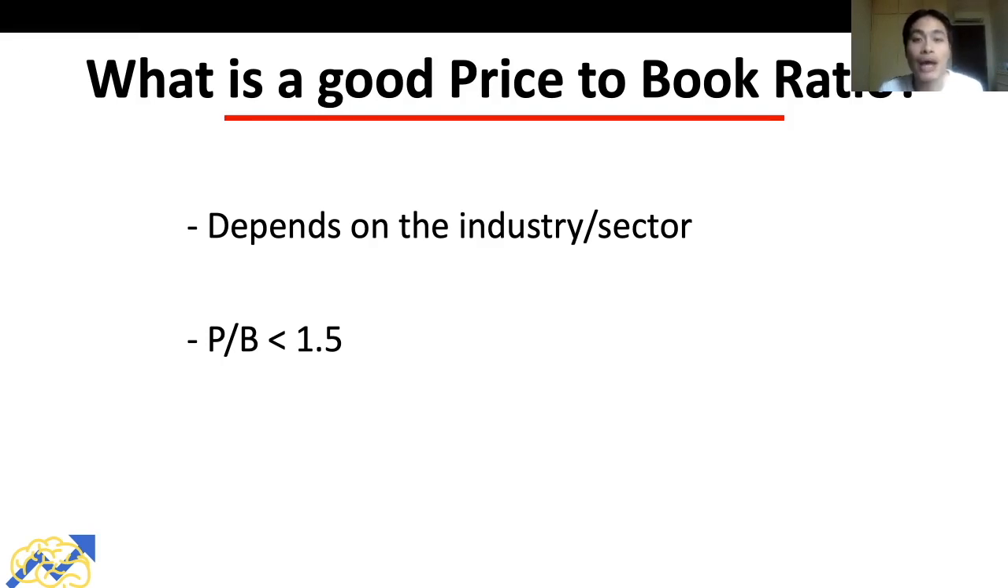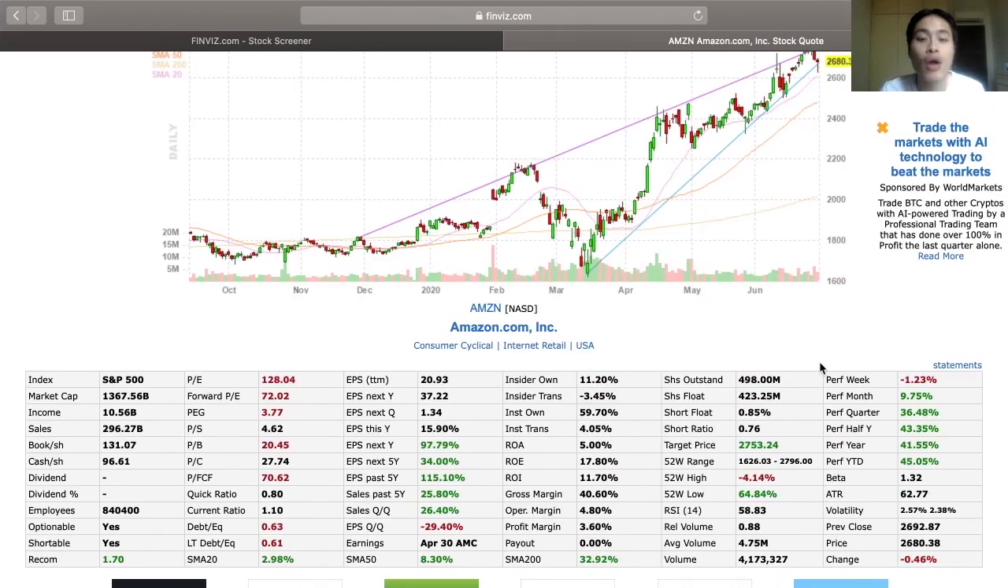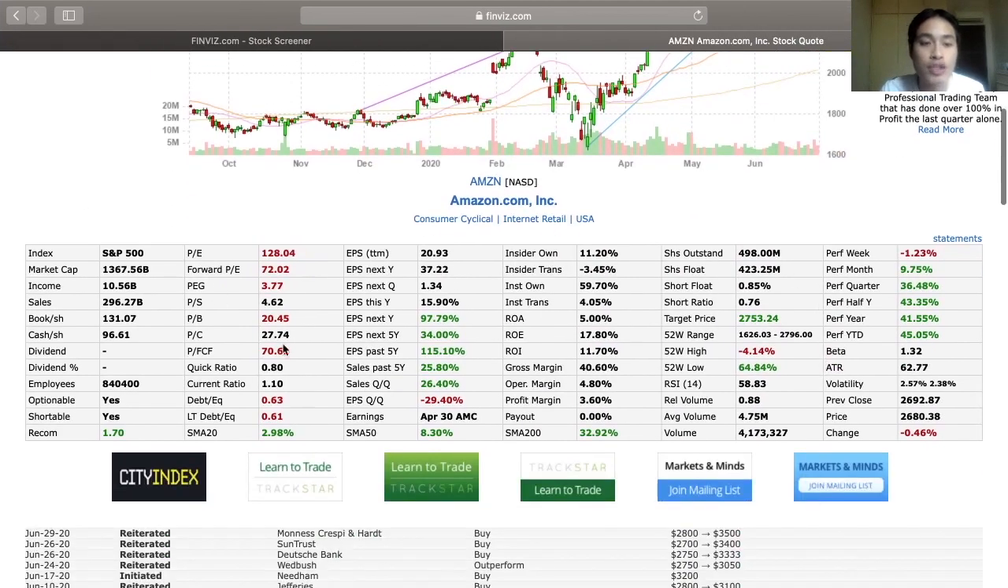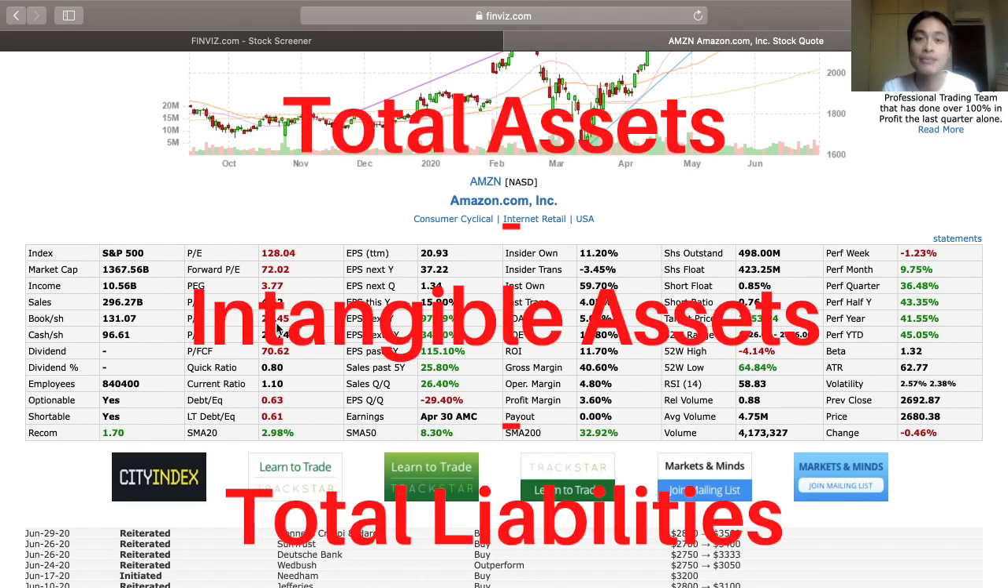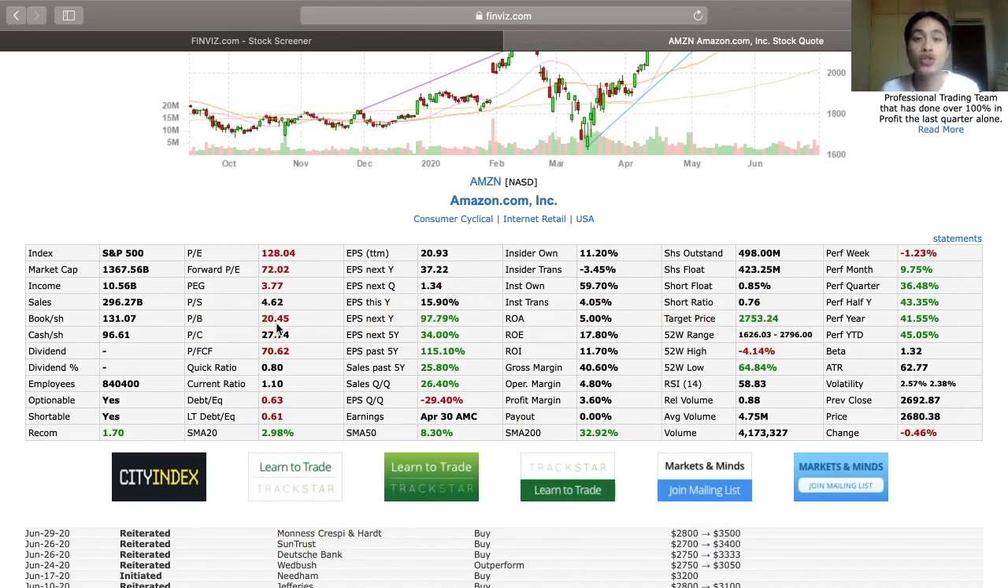Using the same example as I used earlier on in the video, let's take a look at Amazon. So Amazon's price to book ratio in this case is 20.45. This number differs from what we calculated earlier on in the video. Remember that in the earlier part of the video, I mentioned there are different ways to calculate the book value of a company. One of the ways is to take the total assets minus the intangible assets minus its total liabilities. So that is how I calculate the book value of a company.